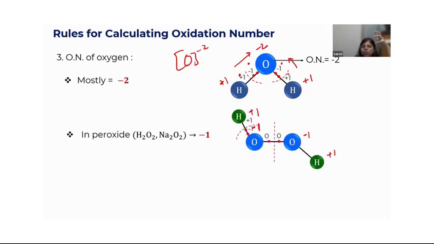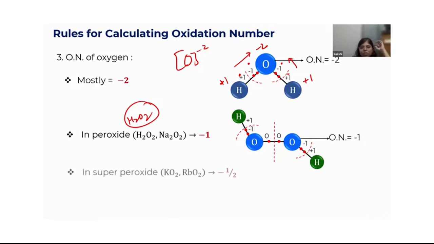Okay. So the reason is also mentioned to you here. The electrons are shared properly, right? There is no shifting. Okay, there's 0 charge here. On this side, you can see it is -1. So I'll just erase it so you can see it properly. So in the case of hydrogen peroxide, that is H2O2, the charge on oxygen is -1. Hence the oxidation number is -1. Okay. In the case of superoxides like KO2 or RbO2, it becomes -1/2.